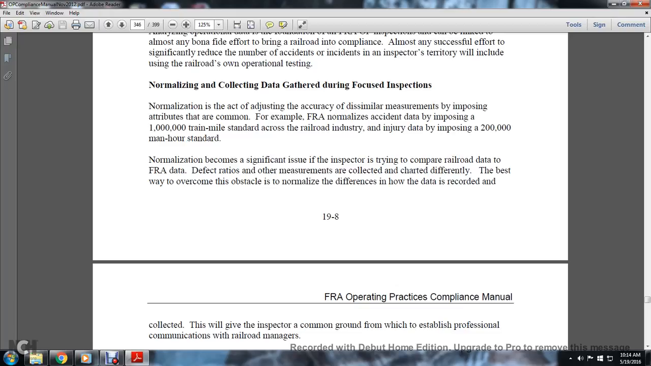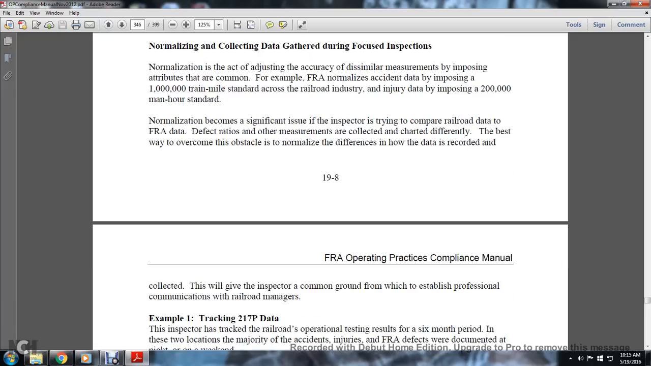Normalizing collected data for the focused inspection. Normalization is the act of adjusting measurements to a similar standard of common attributes. For example, the FRA normalizes accident data by imposing a million train-mile standard across the railway industry, and injury data by imposing a 200,000 man-hour standard. Normalization becomes a significant issue for the inspector in trying to compare the railroad's data with the FRA data, because the measurements collected in the chart differ.